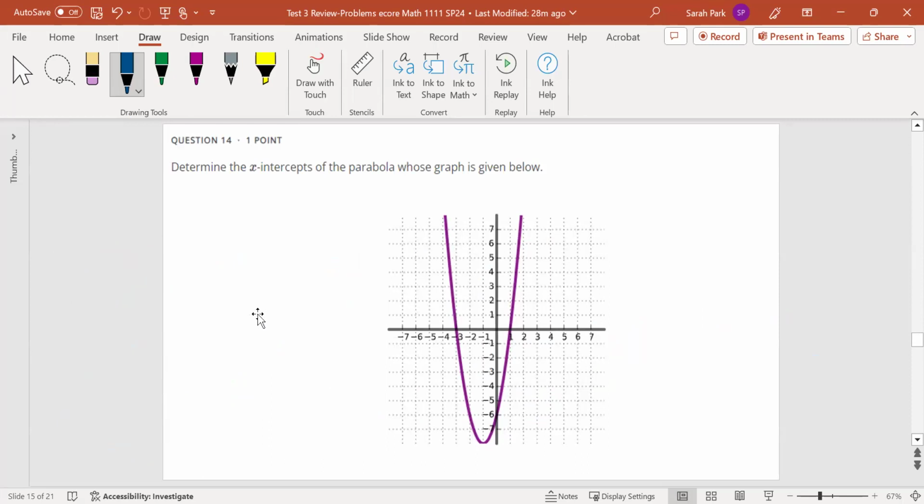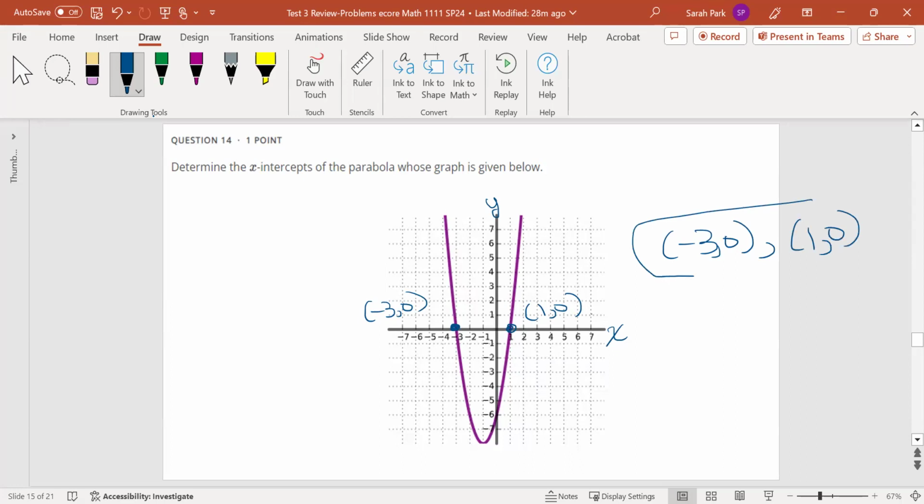Okay, 14, determine the x-intercepts of the parabola whose graph is given below. So the x-intercepts are where the graph crosses the x-axis. This is the x-axis, and it's crossing at these points, which are (-3, 0) and (1, 0). When you type it in, just type it in as (-3, 0), comma, (1, 0).